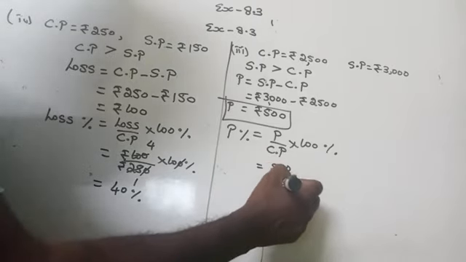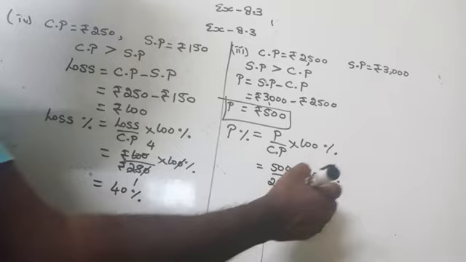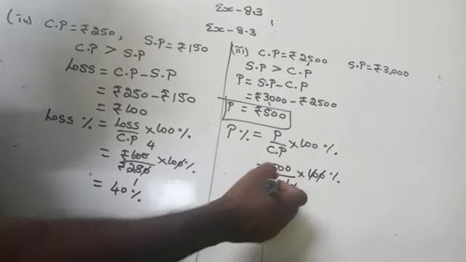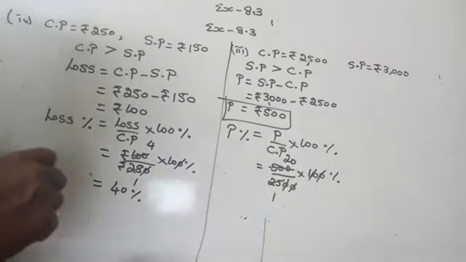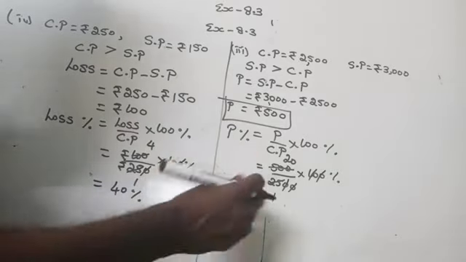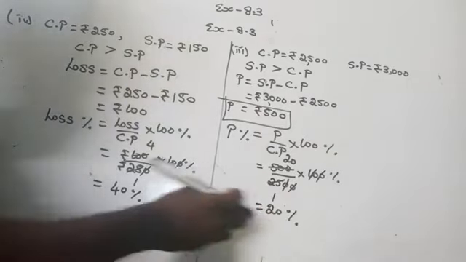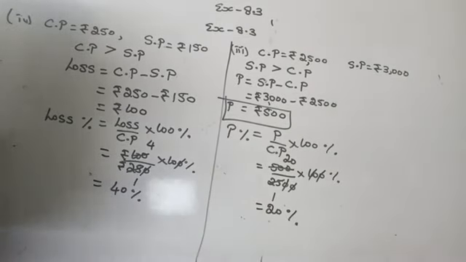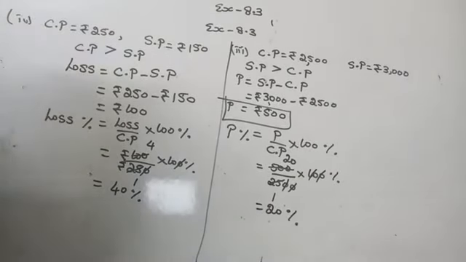2,500 into 100 percentage. Now strike out here. 125 is 25, 25 is 500. Am I right? So then he made 20 percentage profit on this transaction. Are you getting there?